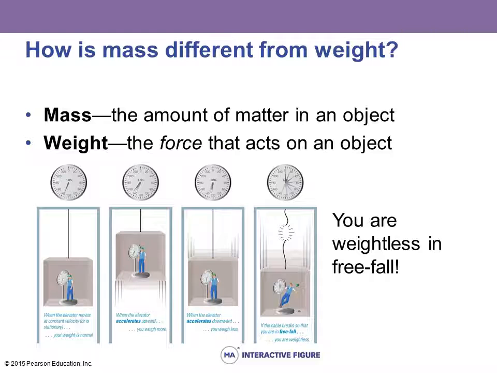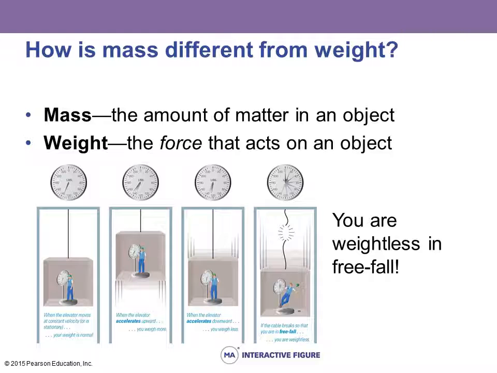So how is mass different from weight? Well, mass is the amount of matter an object has. No matter what its density is, it will have a certain amount of mass. And that mass is usually measured in grams or kilograms. Those are standard units of mass. Weight is different. Weight is the force that acts on an object. In other words, depending on the situation, you may have a different weight.